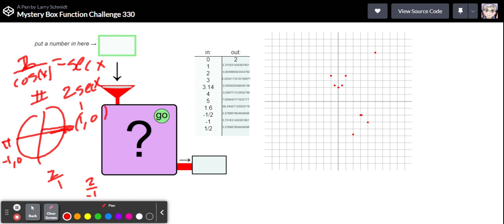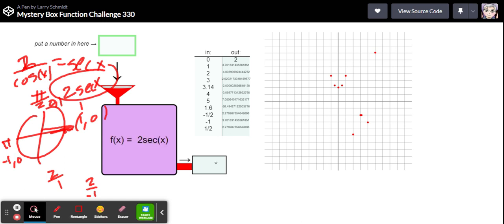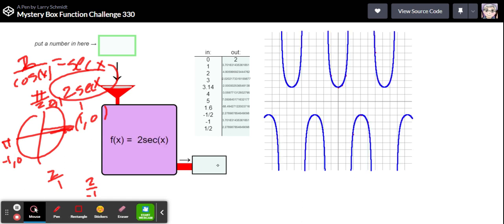That's because at pi over 2, the function is not defined. So here's pi over 2. The coordinate here is 0, 1, so the cosine of pi over 2 is 0, so you'd have 2 over 0, and that would be undefined. So I think that's what it is. I think we've got 2 times the secant of x, and I'm willing to take a look here. Yeah, 2 times the secant of x. Let's go ahead and graph that.